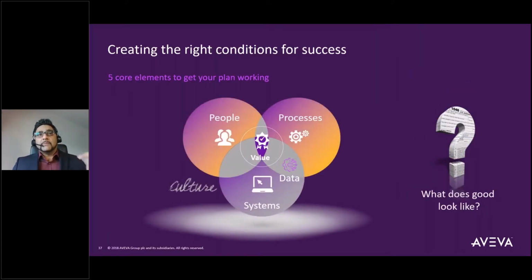bring it all together under 5 key areas: people, process, data, systems, and culture. So everything we do, we look at people, process, data, systems, and culture. 5 main aspects that come together, okay, or elements that come together.